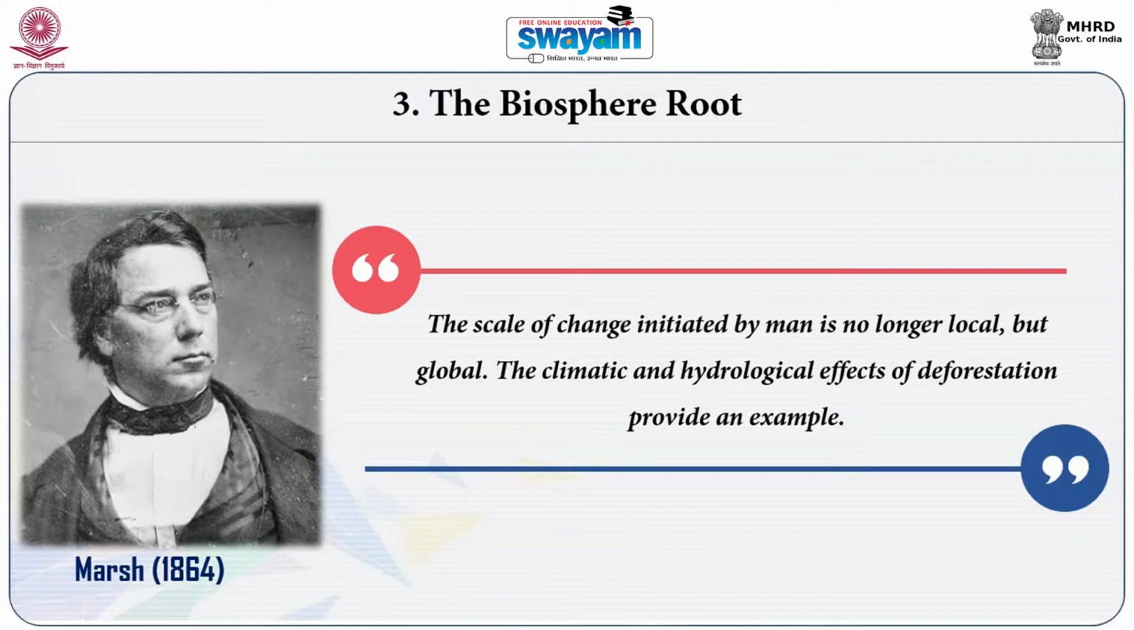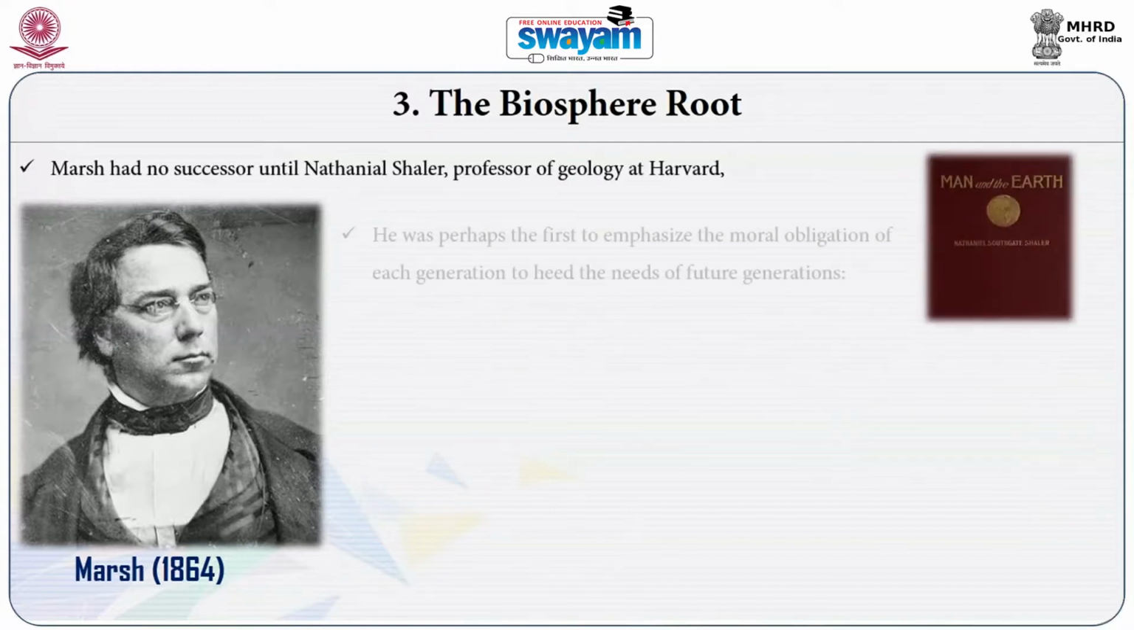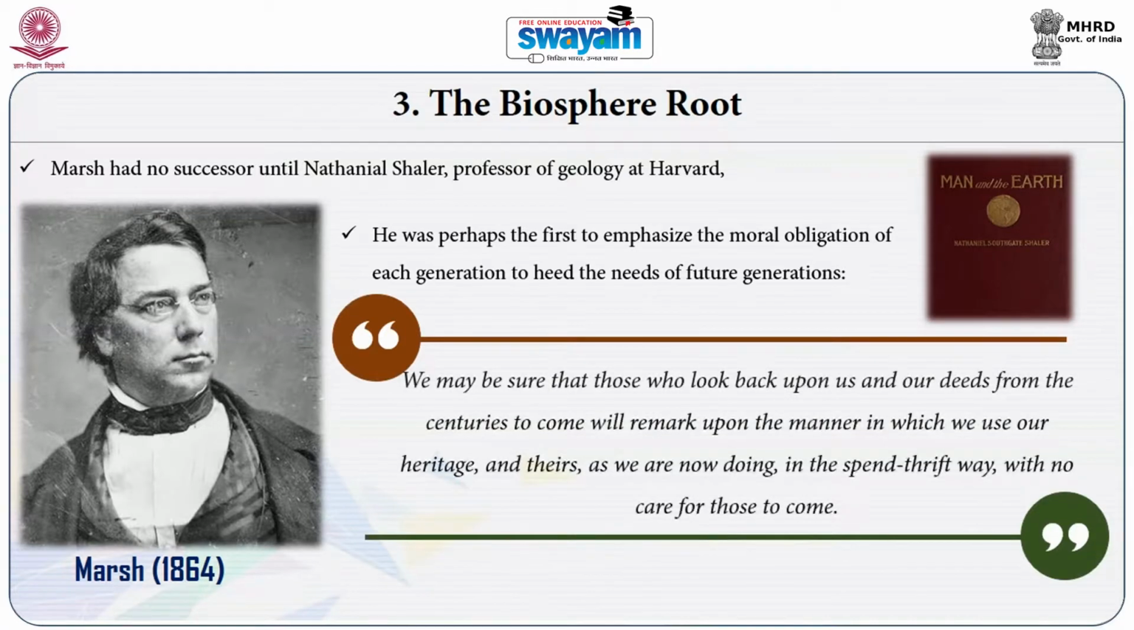It's going to affect the amount of oxygen we have. It's going to affect the climate all over the world. It's going to affect our ecosystem in different ways, and that's the biosphere root. The biosphere root basically means, and I'm quoting Marsh here, the scale of change initiated by man is no longer local but global. The climate and hydrological effects of deforestation provide an example. You would think that this quote comes from this century, but believe it or not, Marsh said this in 1864. So this is one of the core roots of the concept of sustainability.